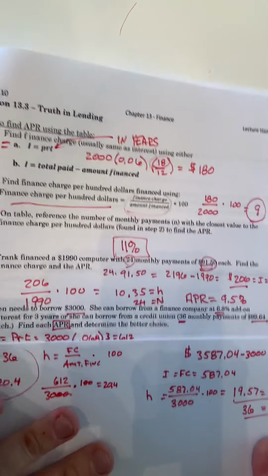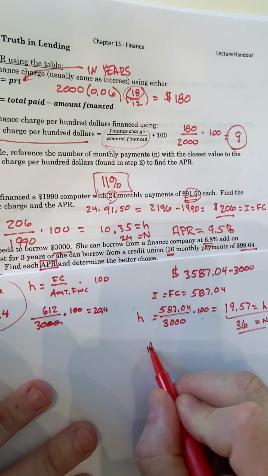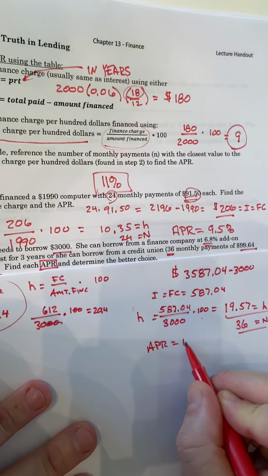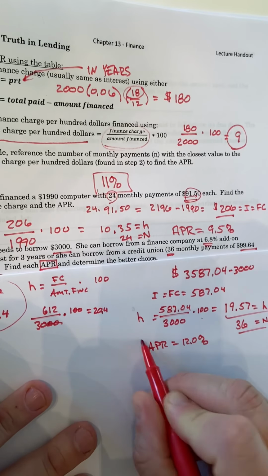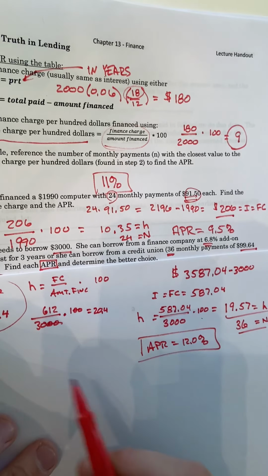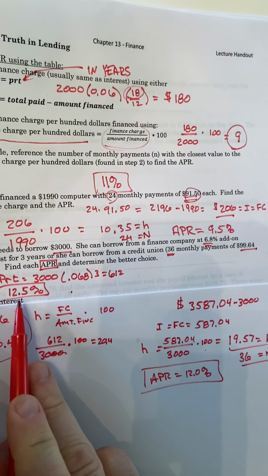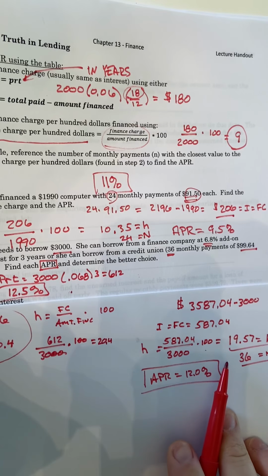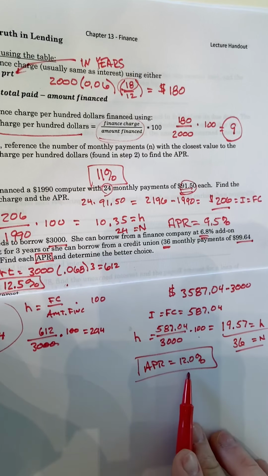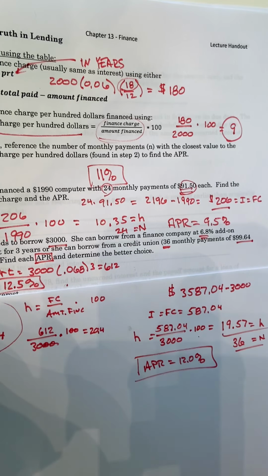Throw my work back up here. The APR, 12.0%. Then you would write a sentence that would say, well, since this one had an APR of 12.5 and the credit union had an APR of 12.0, the credit union is where we want to do our banking.